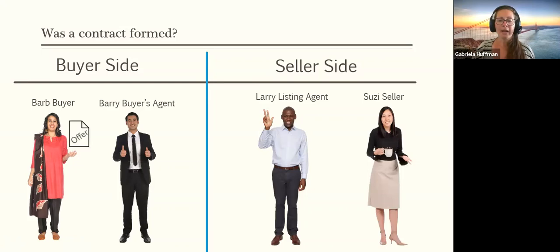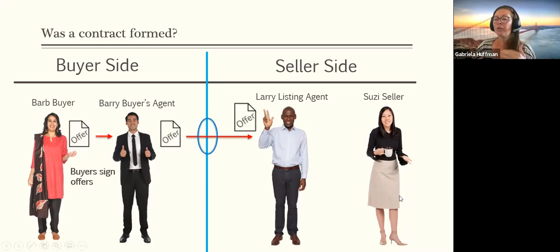So Barb, buyer, writes an offer, signs it. This is super important. When an offer is written and delivered, it is signed already by the buyer. Barb gets her offer to Barry, her agent, and Barry sends it to Larry, the listing agent. Notice we've already crossed that line of communication once. You have to cross that line of communication twice in order for you to have a contract. So keep that in mind. So the offer is now with Larry, listing agent. Larry gives it to Susie, seller.